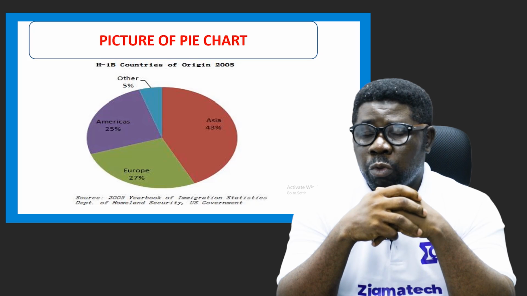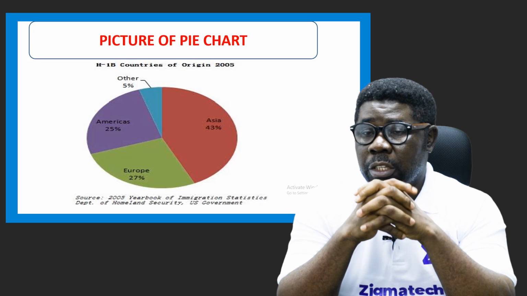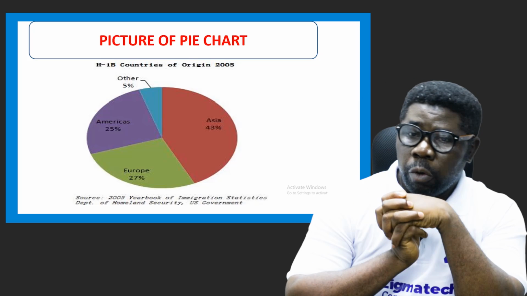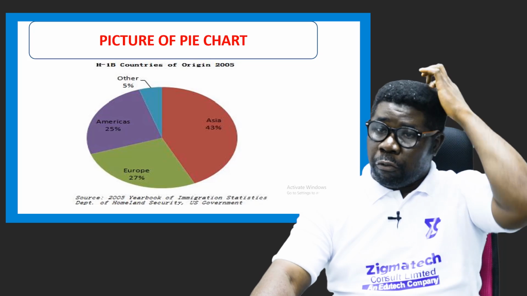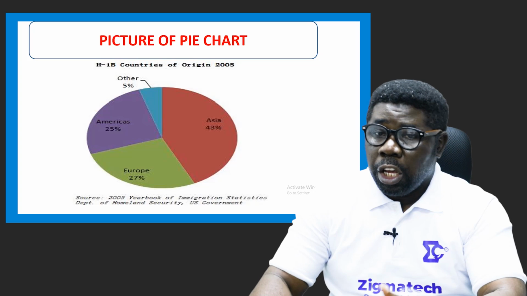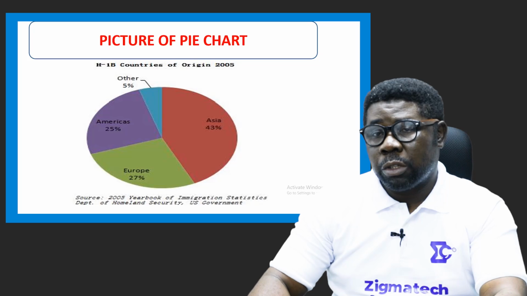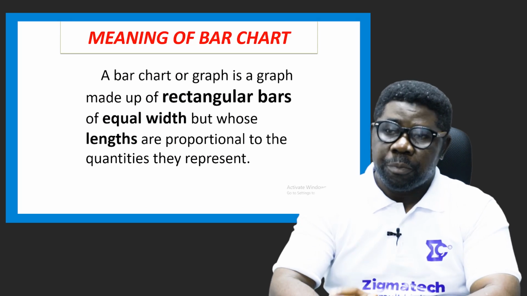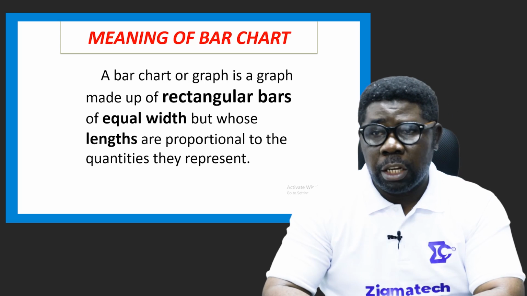The Americas, 25% of the world population went into that place, living there. Then Asia 43%, while Europe is 27%. So these are the things you look out for. These analyses help us understand that immigration happens in these countries in these degrees and quantities of persons. So yes, we go back to our bar charts.